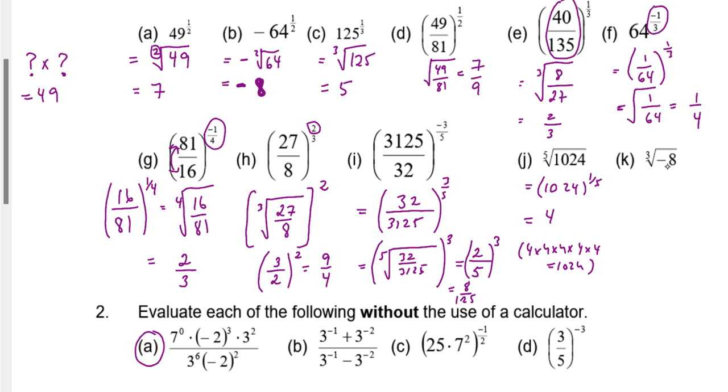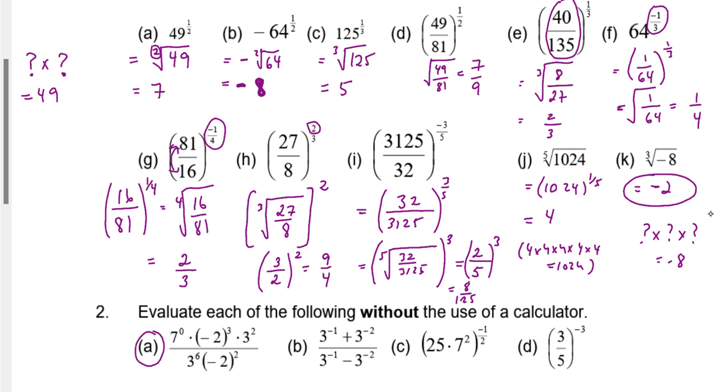And the last one, we have the cube root of negative 8. So what that means is, what number do we multiply by itself 3 times to give us negative 8? That's what that question is saying, right? And that number would be negative 2. Because negative 2 times negative 2 is 4, and 4 times negative 2 will give us negative 8. So that is the answer.